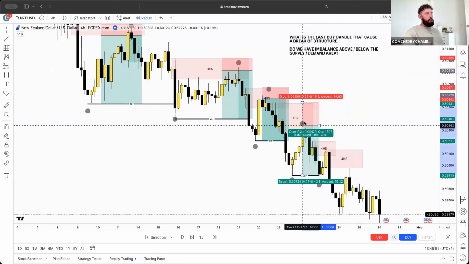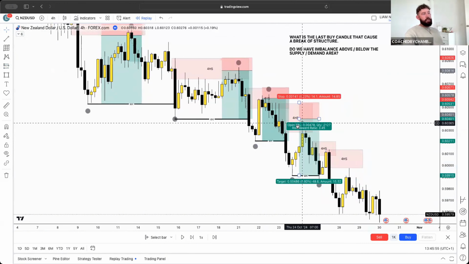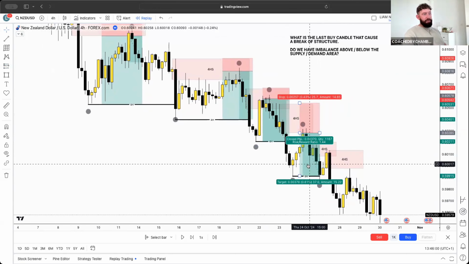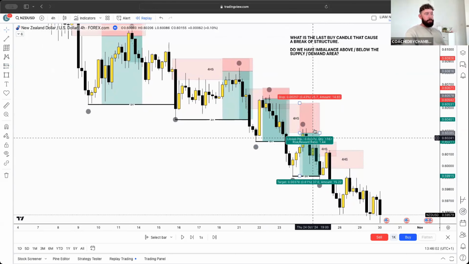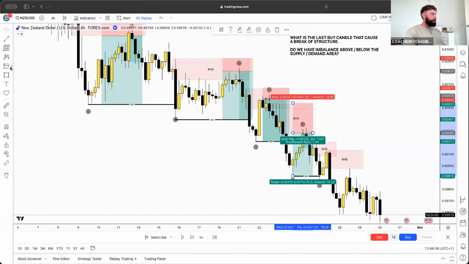Obviously, this is a big zone, so I would have wanted to see at least half of the box be mitigated. So I would have missed out on this trade idea. But again, even if you guys got this, it still is a nearly 1 to 5 risk to reward trade, which is again amazing. And we can rinse and repeat this.